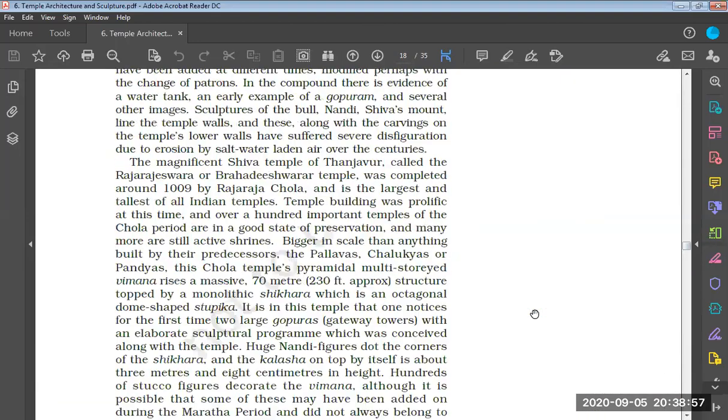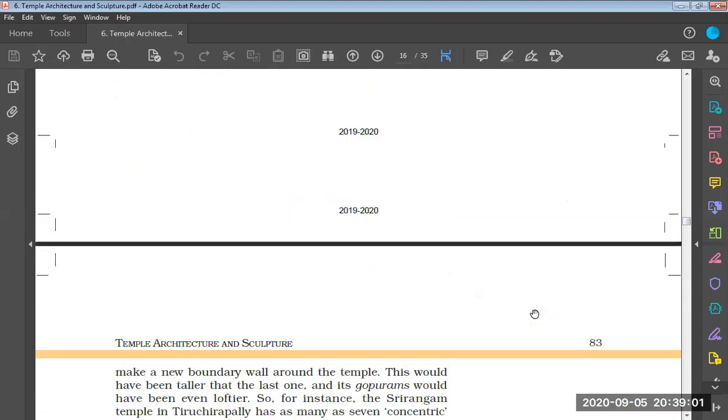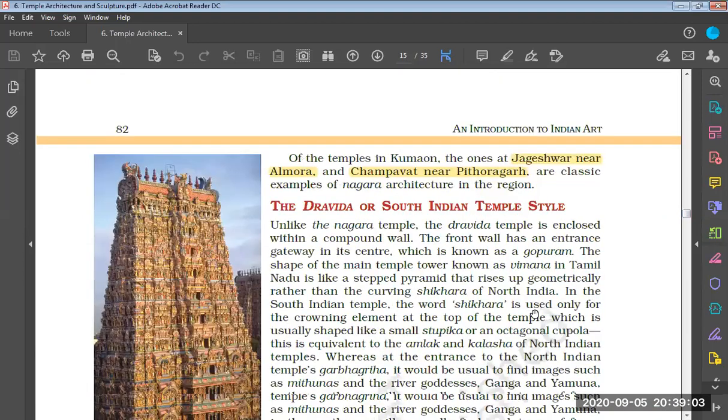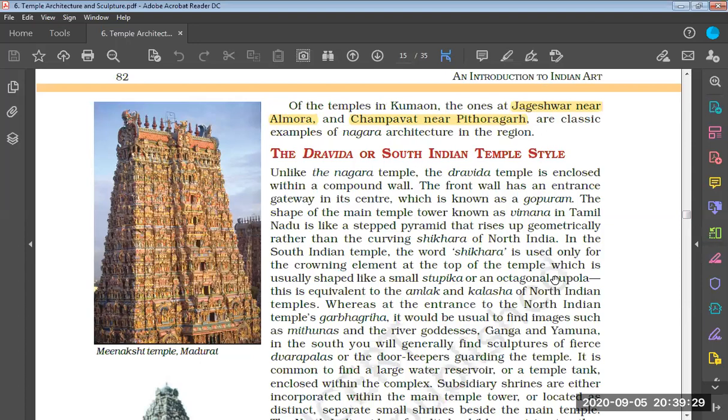So we will start reading this chapter from here onward. Just a minute. So from here. Iram, can you please read the chapter for us? Sure, sir. The Dravida or the South Indian temple style. I think first we should see the image of the temple so that the text would be more clear.